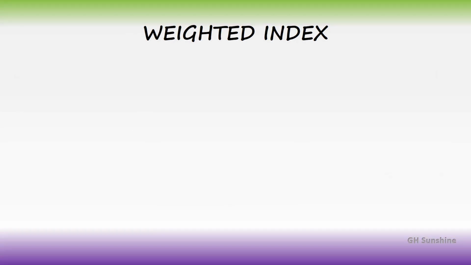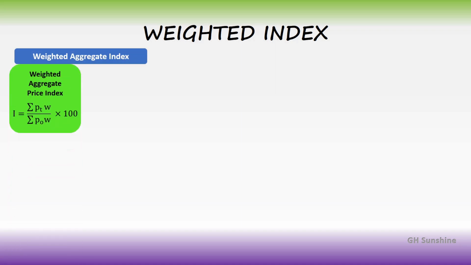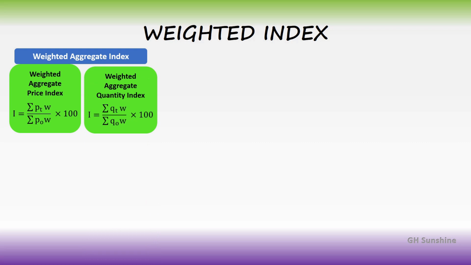Okay, so this one is weighted index. First is weighted aggregate index. So based on same weight, represented by W. Next is weighted aggregate quantity index. So second weighted index is weighted average relative index. The word here is average.